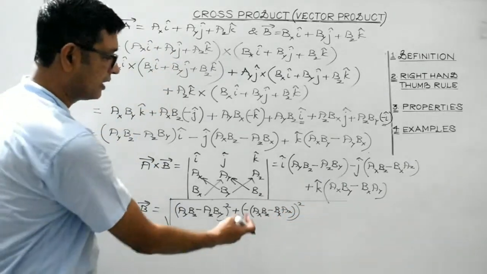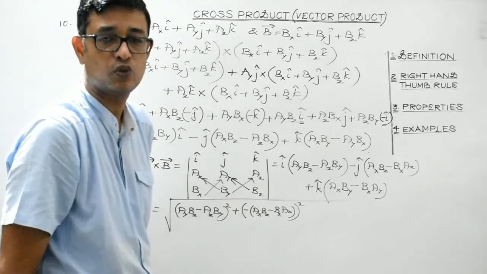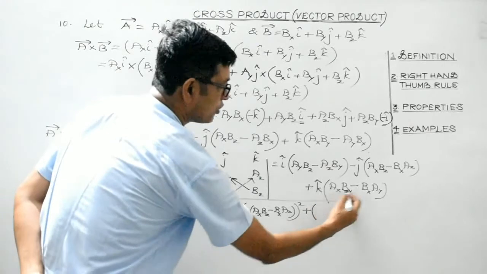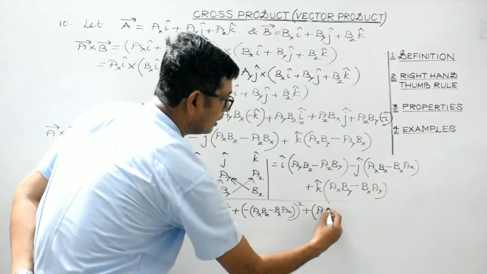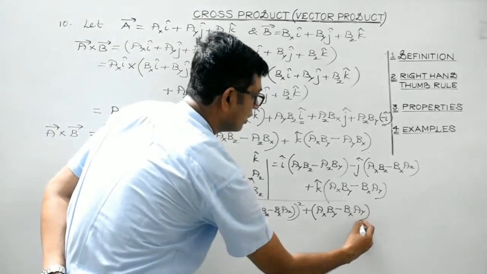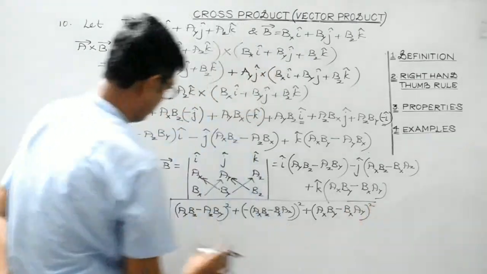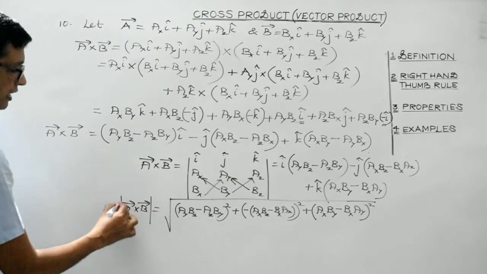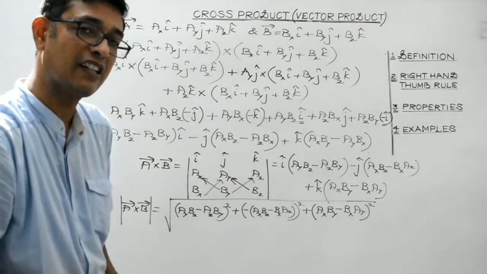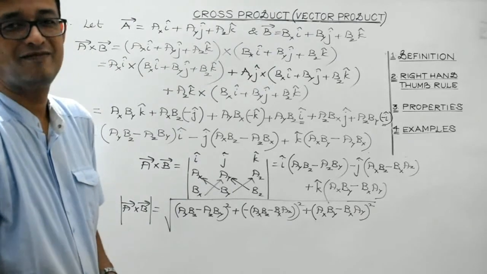Right? It won't make any difference because of the negative. The square of a negative is also positive. Plus the coefficient of k cap, that is (AXBY minus BXAY) squared. So this one will give you the magnitude of the cross product of the two vectors A vector and B vector. Clear, students?